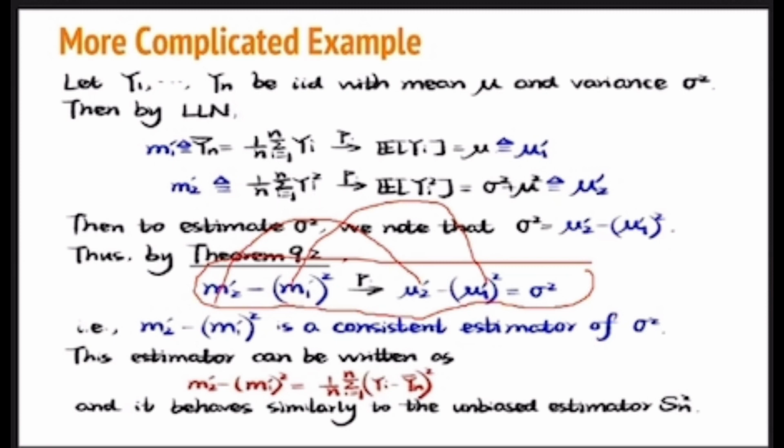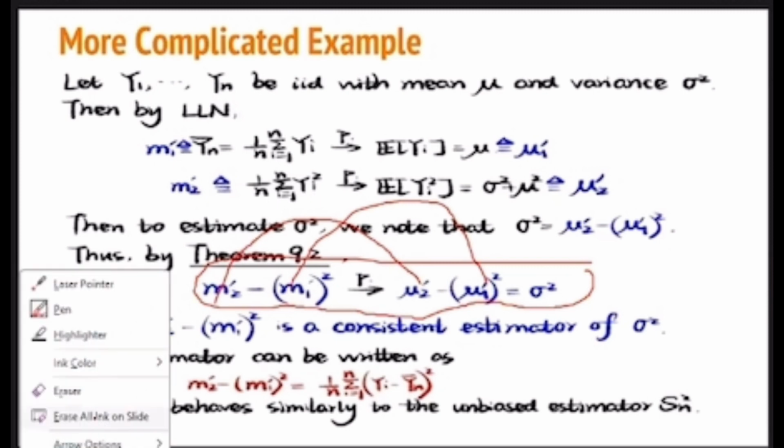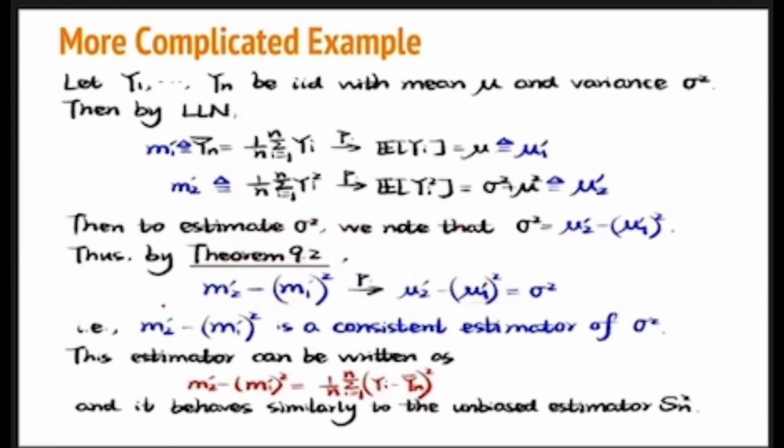And because of that, we can say this guy here that we got by way of the sample is going to be a consistent estimator for sigma squared. And what is that guy? This is this formula here.